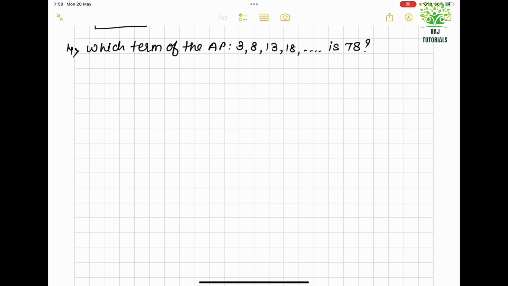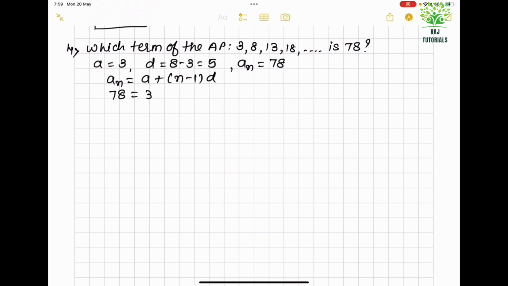Now, fourth question is, which term of the AP 3, 8, 13, 18 is 78? So, can I say A equal to 3? D will be 8 minus 3, that is 5. And AN equal to 78. So, AN equal to A plus N minus 1 D. I have to find the value of N. So, 78 equal to 3 plus 5 into N minus 1.